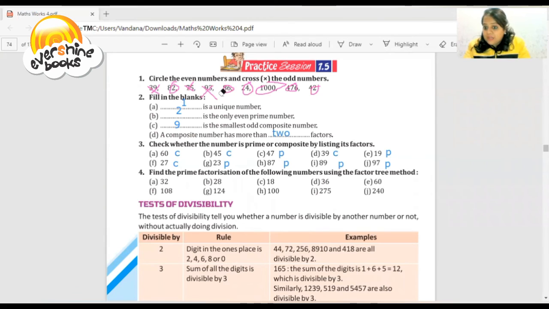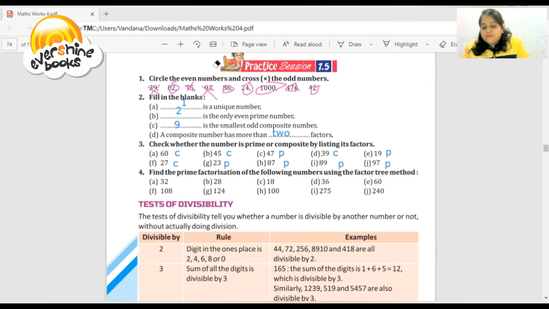86 is your even number. So you have to circle this number. 24, 4 in the ones place. So you have to circle this number. 0 in the ones place, you have to circle because it's your even number. Now 476 is your even number, because 2, 4, 8 in the ones place are called even numbers, you have to check that. Okay. Now come to the fill in the blanks.